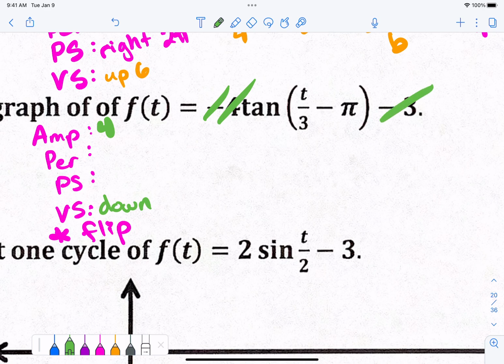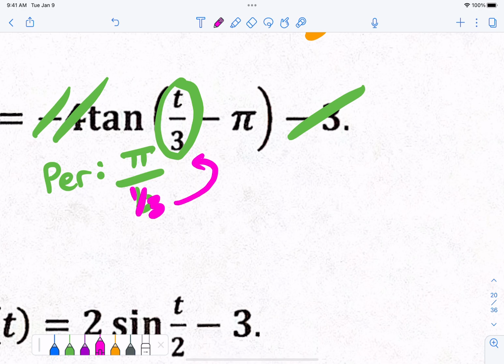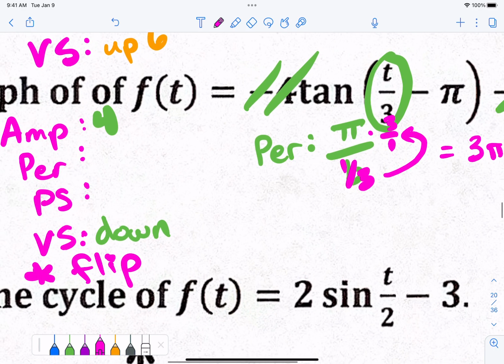Tangent. To find period for tangent, we do pi over b, because tangent is just pi. What is the b value? 1/3. If I take the t off, that would be 1/3. So I put 1/3 here. Now, pi divided by 1/3, how do I calculate that? Flip it to the top, so it's times 3 over 1. What's pi times 3 over 1? 3 pi. So the new period is 3 pi.